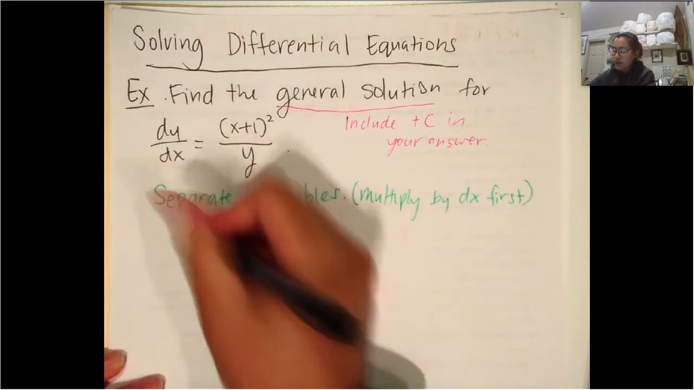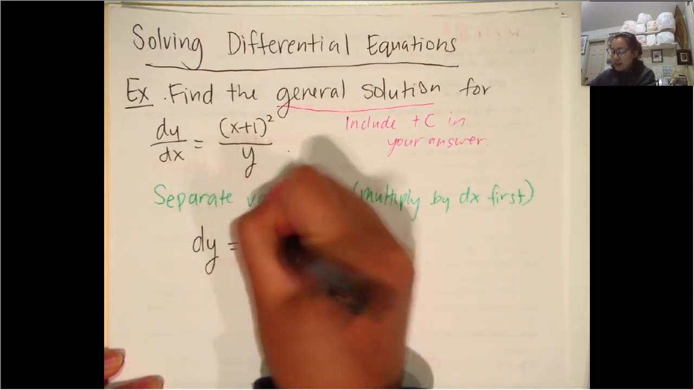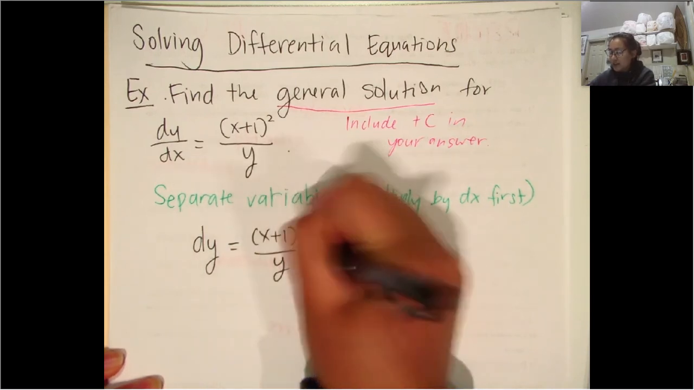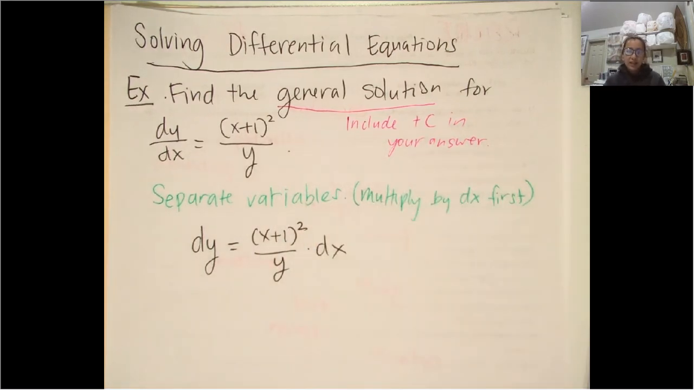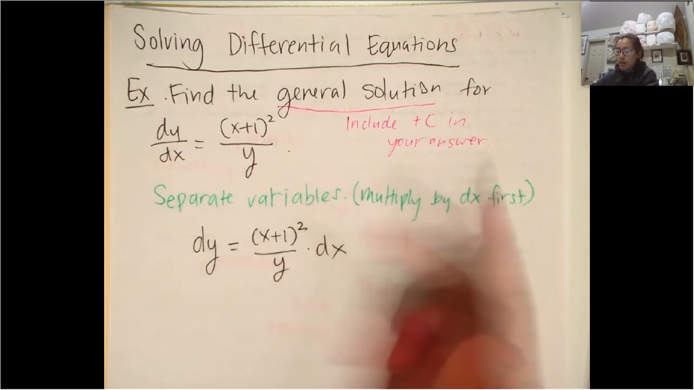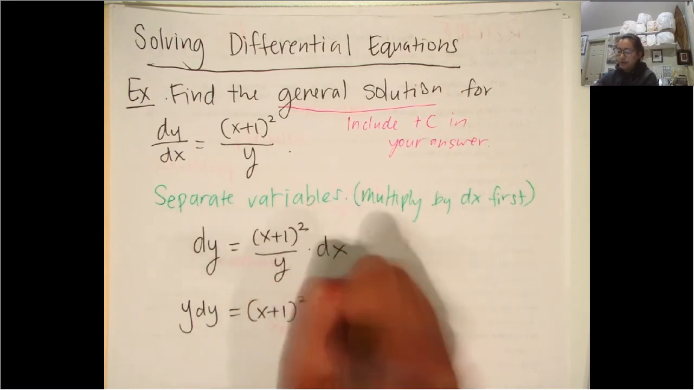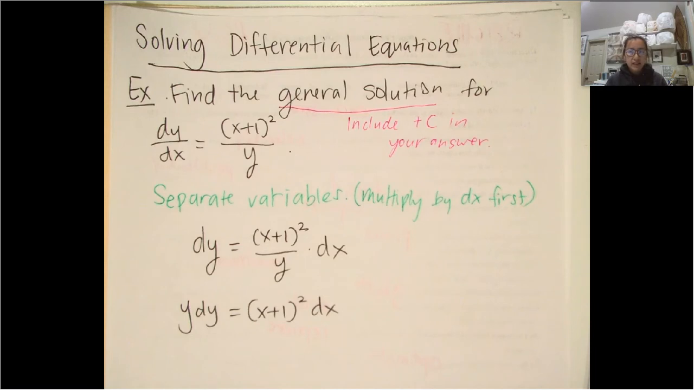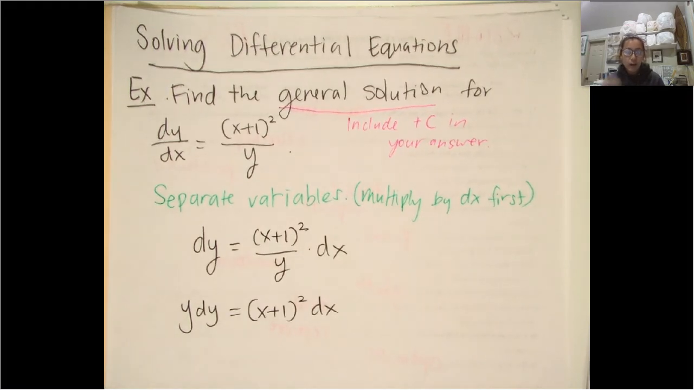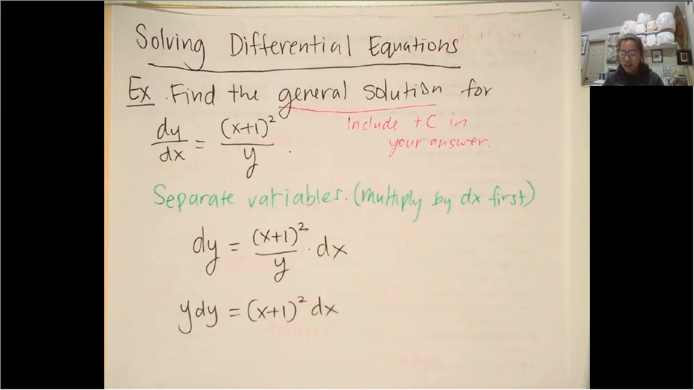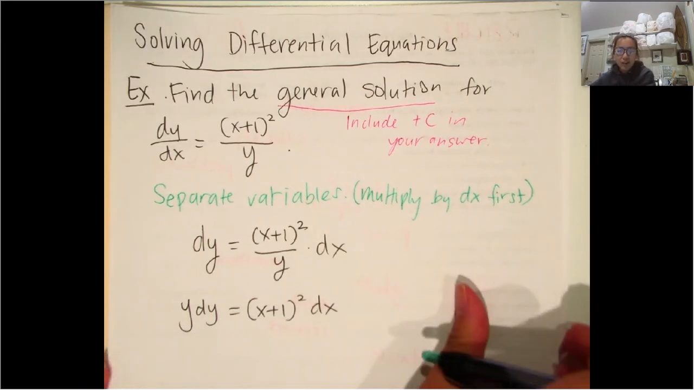When you multiply by dx, you have dy equals (x plus 1) squared over y times dx. What you want to do is get the y to the other side. You want all x's on one side and all y's on the other side. That's what it means to separate the variables. So I'm going to multiply the y to the other side, and so I have y dy equals (x plus 1) squared dx. Okay. Looking at this, you should see that there are only y's on the left side of the equation, and there are only x's on the right side. Therefore, the variables are indeed separated, and so we'll move on to the next step, which is to integrate both sides.